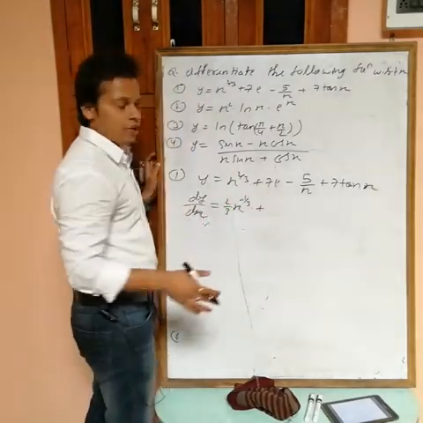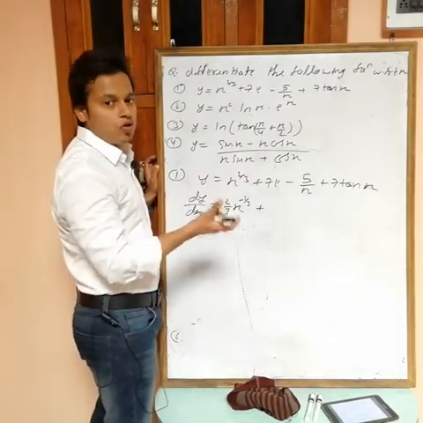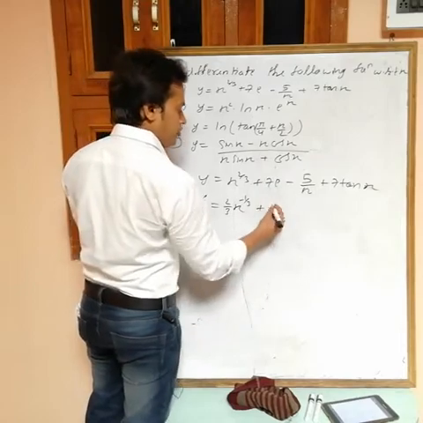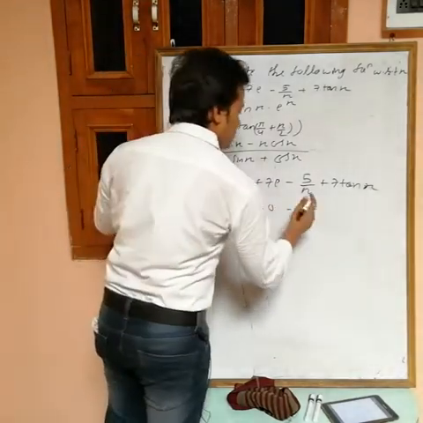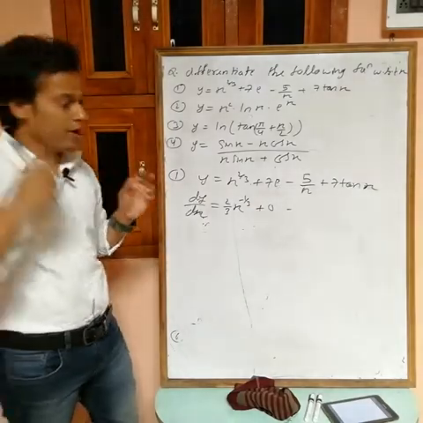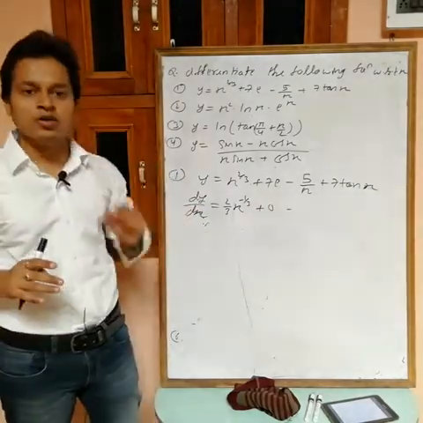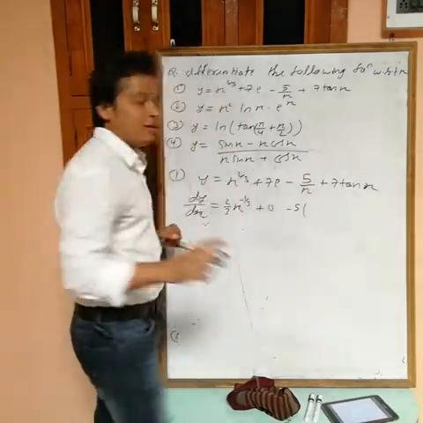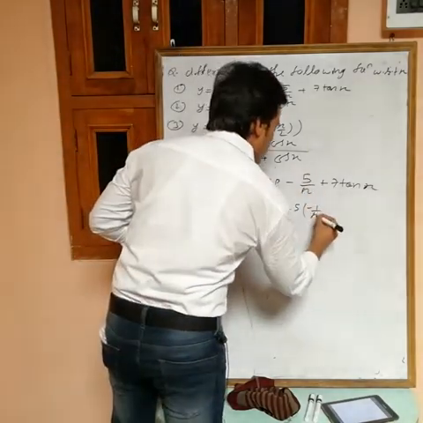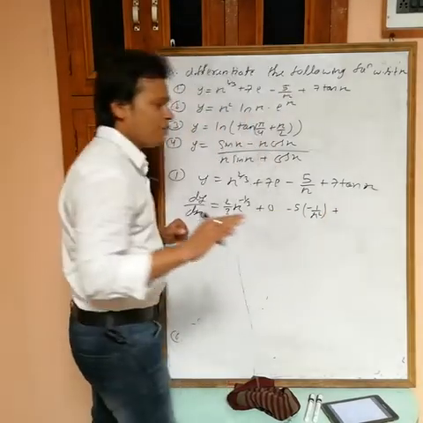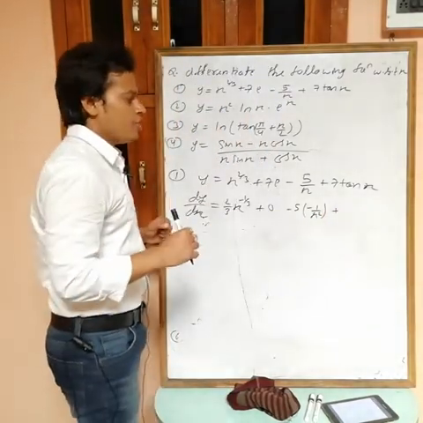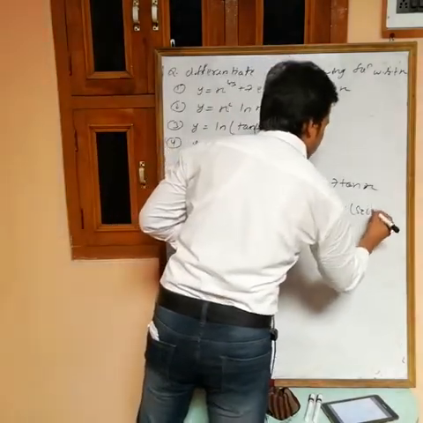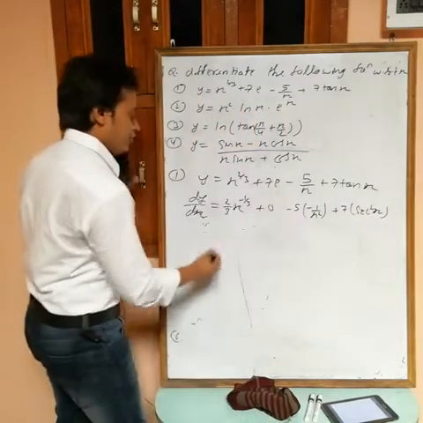Plus 7e. E is constant, 7 is constant, so differentiation of this one is 0, minus differentiation of 5 by x. Here 5 is constant, so I am writing 5 outside. What do we have remaining? 1 by x, and differentiation of 1 by x is minus 1 by x square. Plus 7 into tan x. 7 is constant, and differentiation of tan x is sec square x. So this is the value of dy by dx.